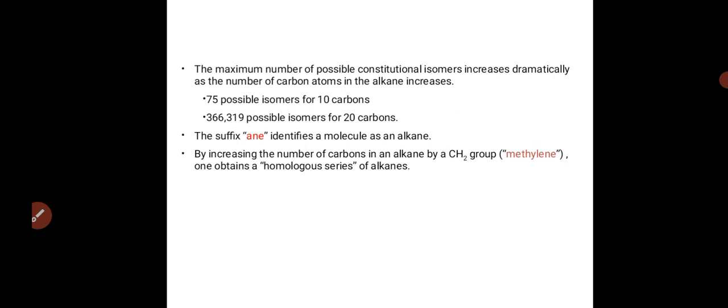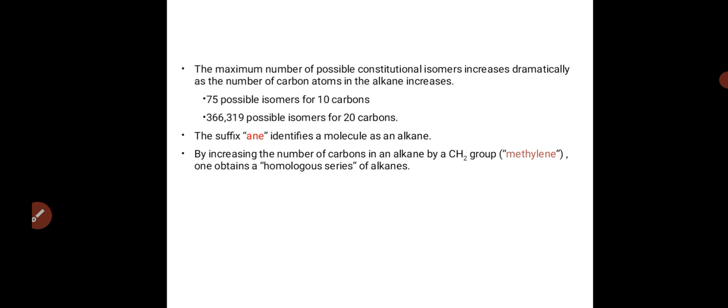So the suffix ane identifies a molecule as an alkane. Whenever you have ane at the end, as a suffix of a compound, it tells you that the compound is an alkane. Also, by increasing the number of carbons in an alkane by a CH2, that is methylene, one obtains a homologous series of alkanes.